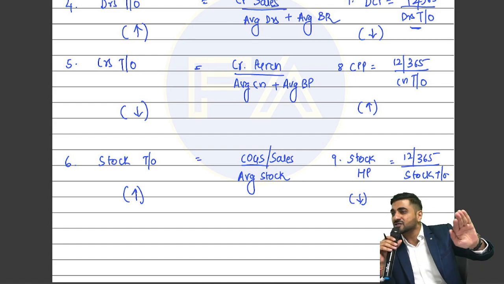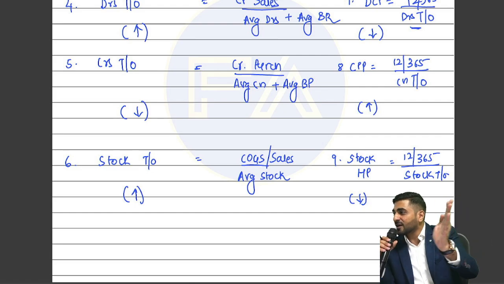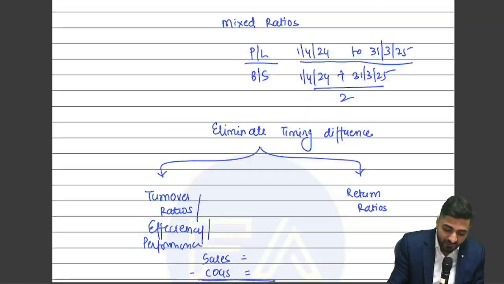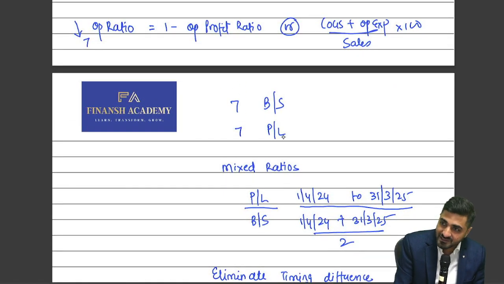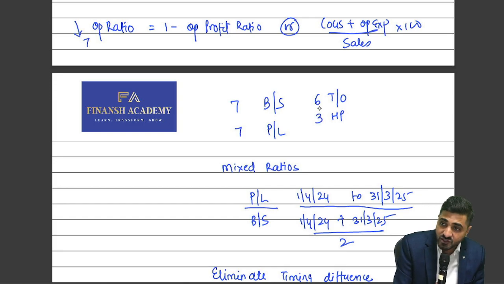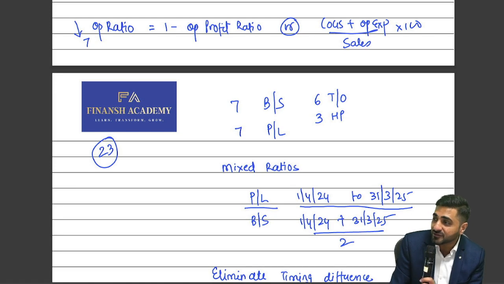Your turnover ratios are done, and all the period ratios are also done. How many ratios? We did 7 balance sheet, 7 P&L. Then in mixed ratios, I started with turnover ratios. I taught you 6 turnover ratios and 3 holding period ratios. So 14 plus 6 is 20, plus 3. How many ratios are done? 23 ratios. Clear?